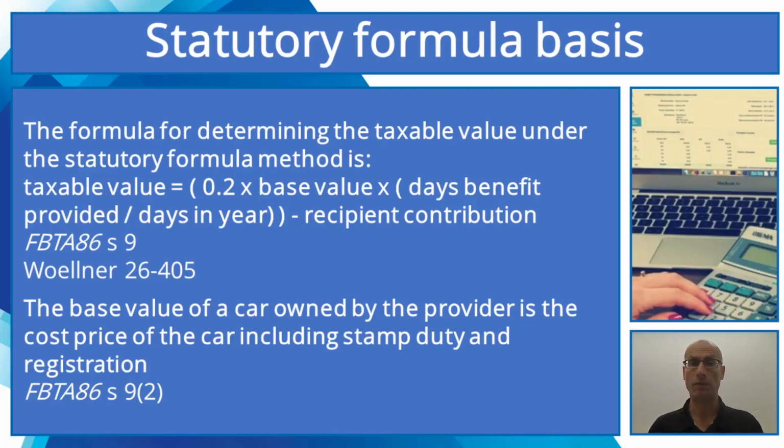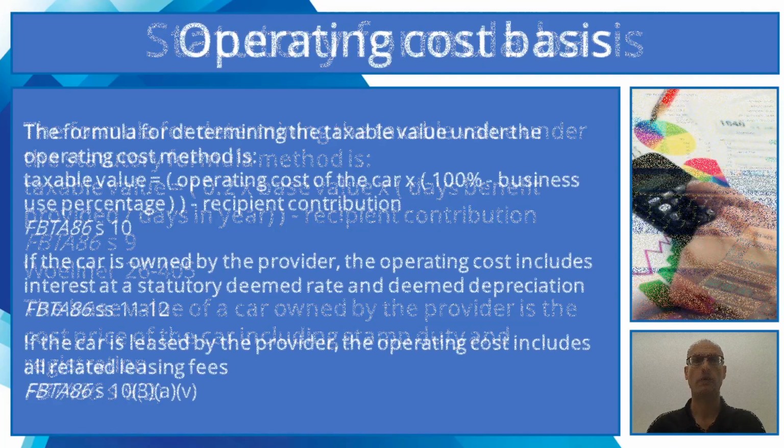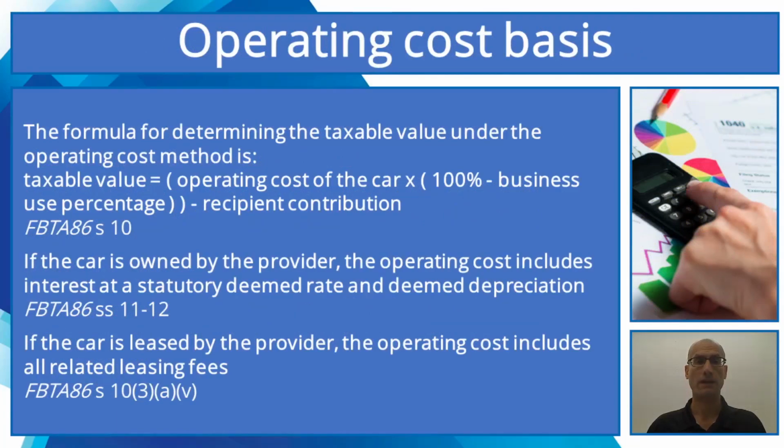It's pretty straightforward, that calculation, and note that from the taxable value, you would reduce that by any amount that the recipient is co-contributing towards that particular car. With the operating cost basis, you just simply look at how much the particular car costs to run, and so you would have to follow the statutory rules for deeming the borrowing amounts in terms of interest and the deemed depreciation for that particular vehicle.